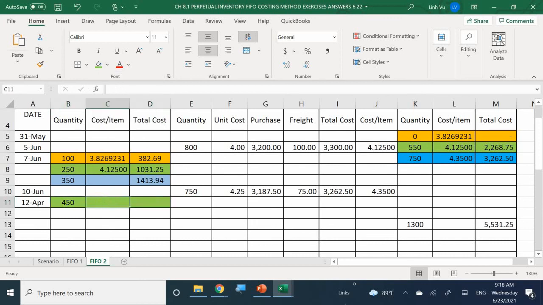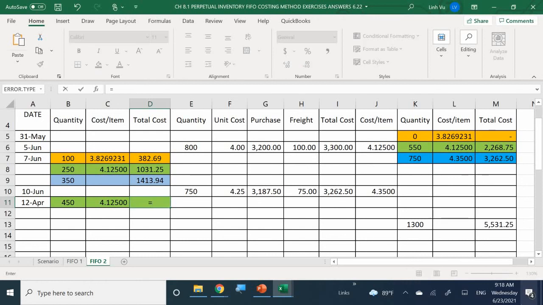4.125. 4 dollars and 12.5 cents. So once again, let's calculate it. Since I'm only taking 450 out of 550, now we need to calculate how much it's going to cost in grand total to sell 450 items if each item is going to cost me 4 and 12.5 cents. So in this case, it's going to be $1,856.25.